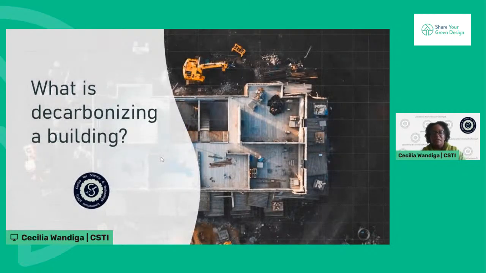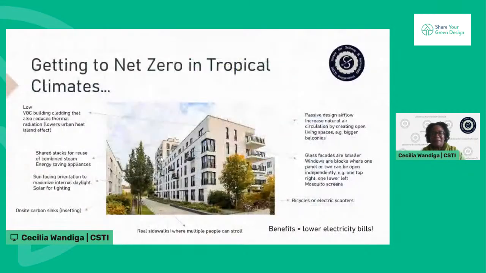And the way to do this is looking at decarbonizing buildings, which seems kind of abstract. So we're going to take a deeper dive into what that means. On this slide, tropical buildings have different needs because of the different climate zones. So here we're looking at post-construction, which means after the building is built and operational, how do we make sure that emissions remain low?